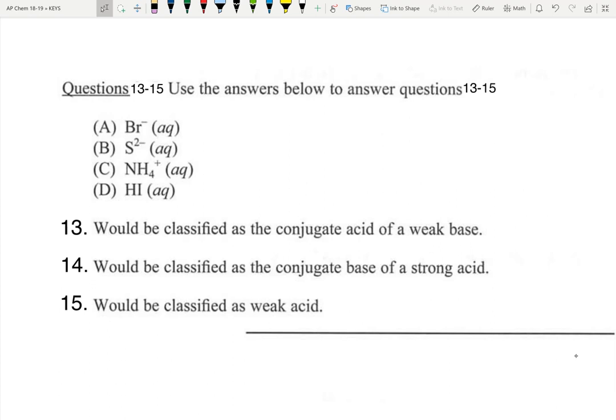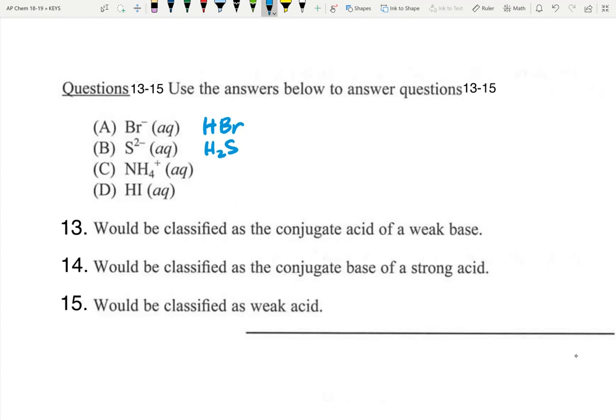Which of these would be classified as the conjugate acid of a weak base? Well, thinking about where these came from, Br- came from HBr. S2-, the sulfide ion, came from H2S. I guess you can even say it came from the bisulfide ion HS-. But if we trace its roots back a little bit further, it comes from H2S. Both of those are acids. HBr, a strong acid, and H2S, a very weak acid.